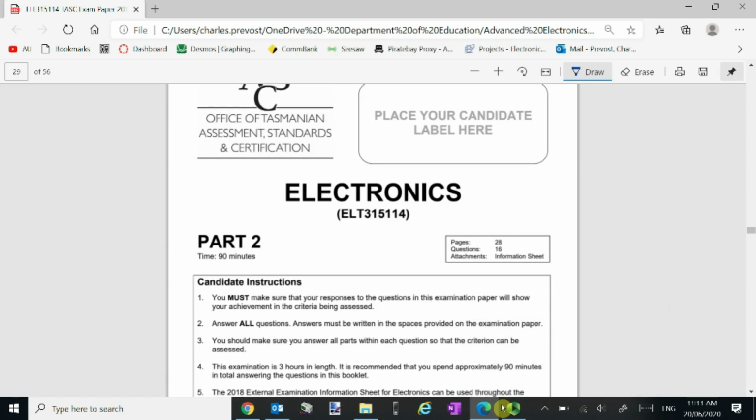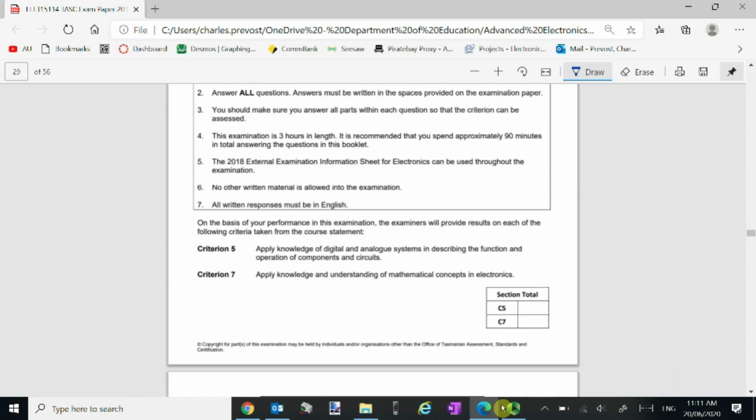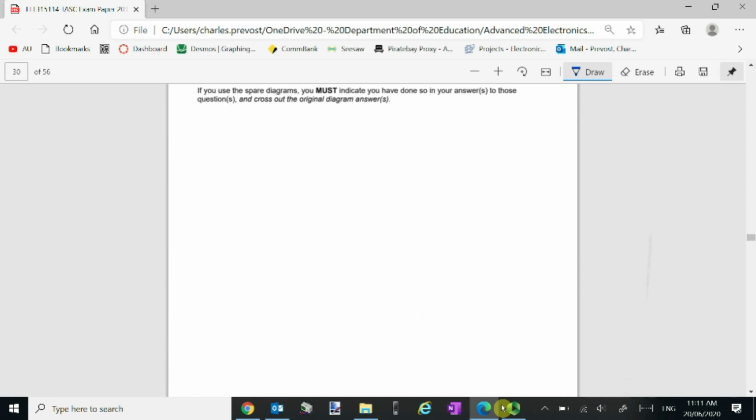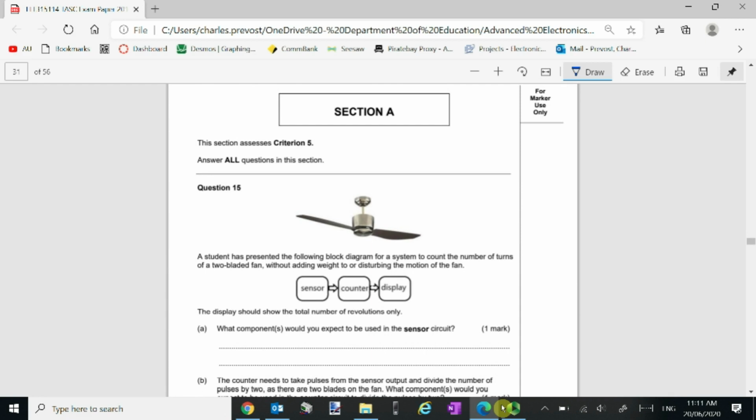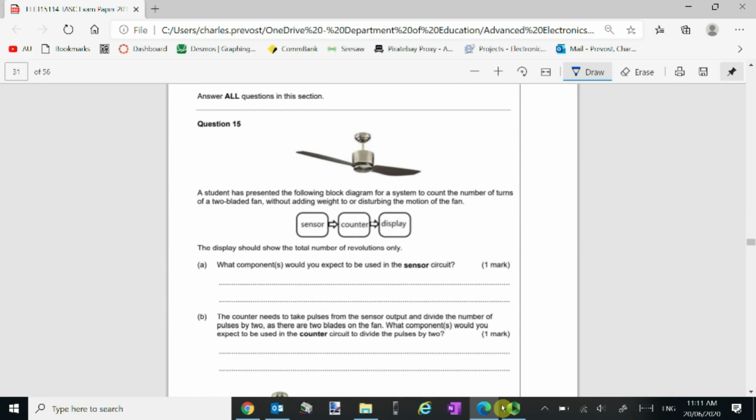Okay, so this is the second booklet in the 2018 end of year electronics exam. This is going to be assessing criterion 5. The student has presented the following block diagram for a system to count the number of turns of a fan without adding weight or disturbing the motion of the fan. We've got a sensor, a counter, and then a display, and it shows the total number of revolutions only.